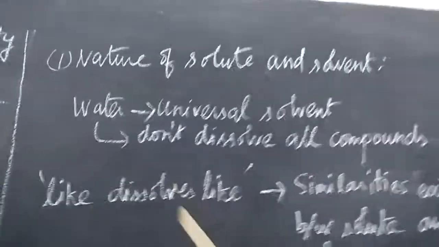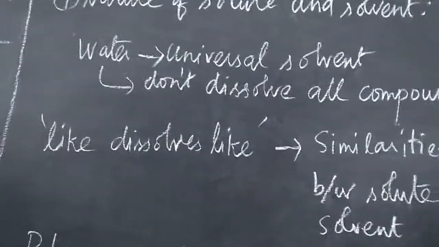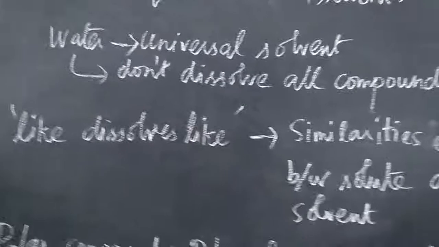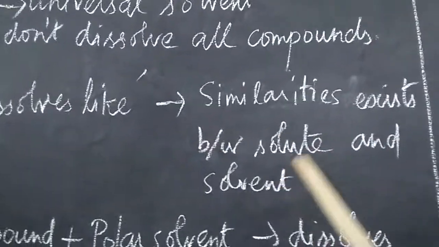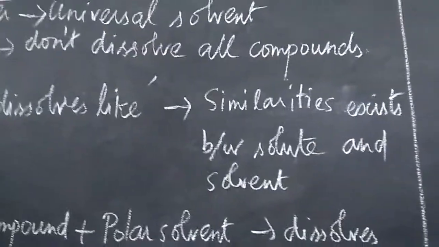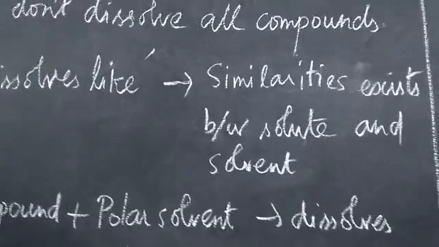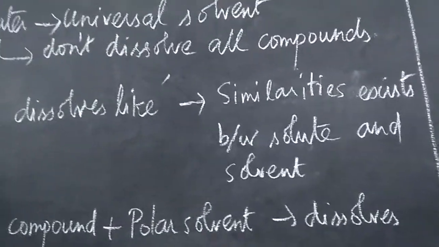There is a term for explaining the solubility of a solute in a solvent, which solute can be dissolved in which particular solvent. Like dissolves like. That is, there will be some similar features between the solute and solvent. Only if the similarities exist can the solute be dissolved in a solvent.